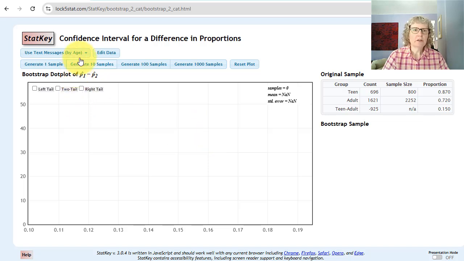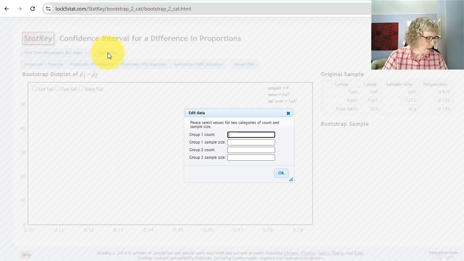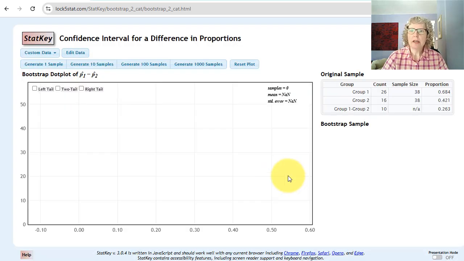Okay, and just like you're used to with StatKey, there are some built-in data sets. You might be directed to some of those in homework or assignment or quiz. But for this one, we're going to use edit data. If it doesn't direct you to a specific data set, we just enter our own. You'll see we have space to enter two proportions instead of just one. So I'm going to keep that same order, 26 out of 38, and then 16 out of 38. Okay, so let's hit enter.